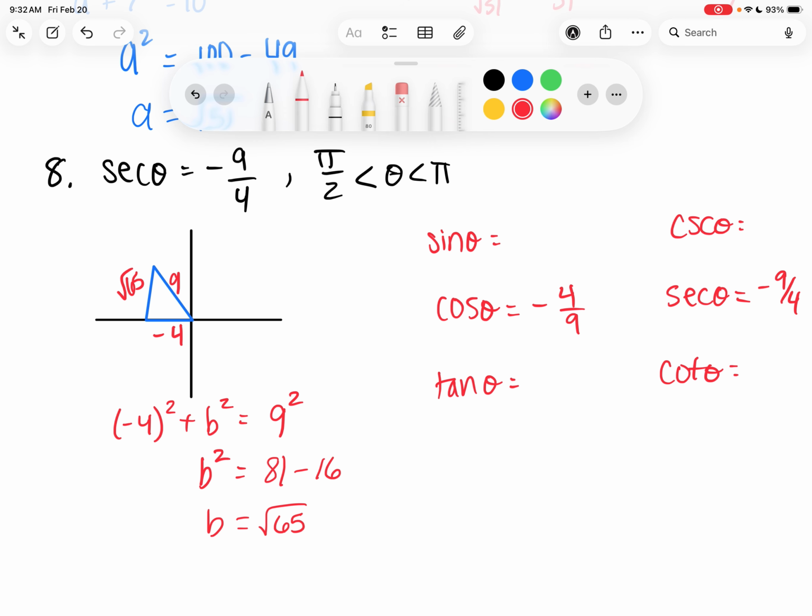Square root of 65 over 9. Tangent of theta, square root of 65 over negative 4. Cosecant, 9 square root of 65 over 65. And then obviously they gave us secant. Cotangent, negative 4 square root of 65 over 65. Yep. Any questions about those? Ring a bell?